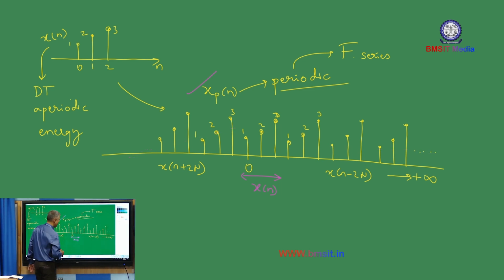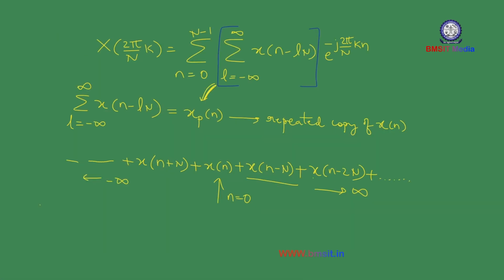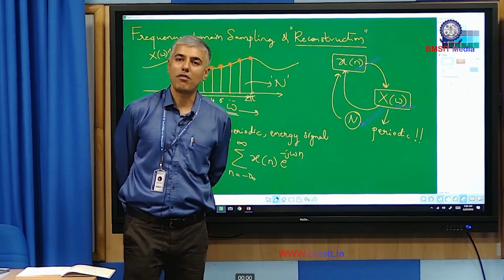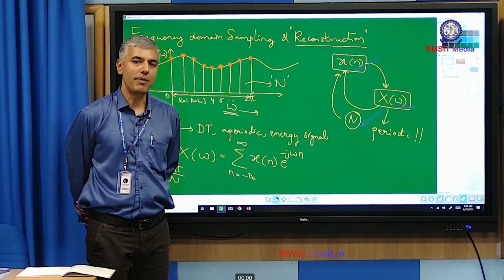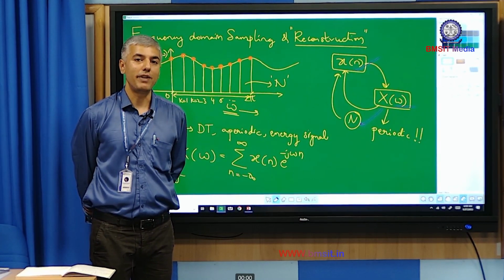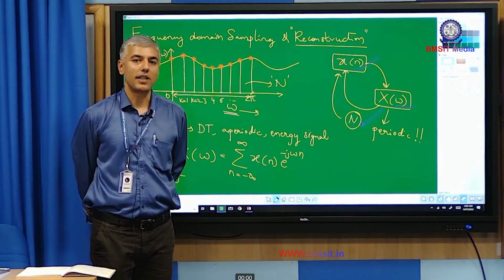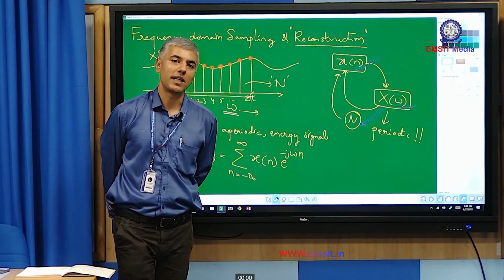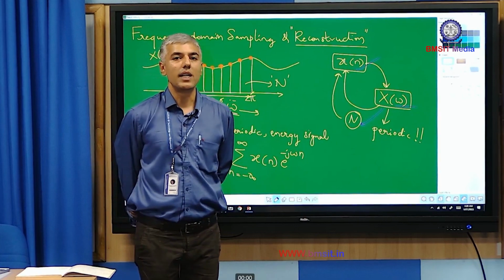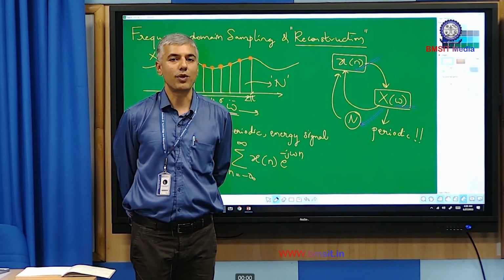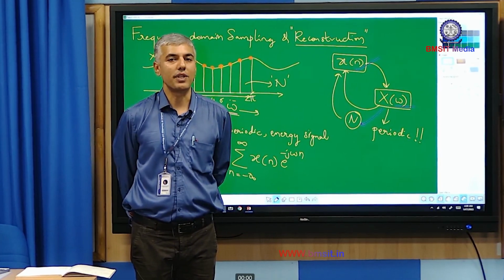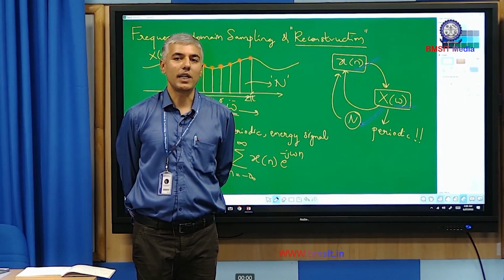Okay, so the entire conclusion of this discussion is that we can take samples of the Fourier transform, and from those samples we can reconstruct the original signal. This will help us in analyzing the signal using something called the discrete Fourier transform, a very powerful tool for the analysis of discrete time aperiodic energy signals.